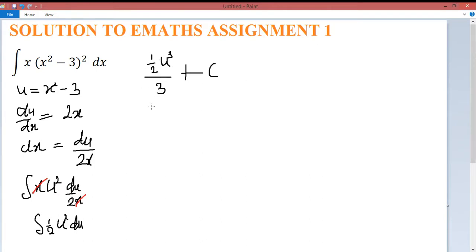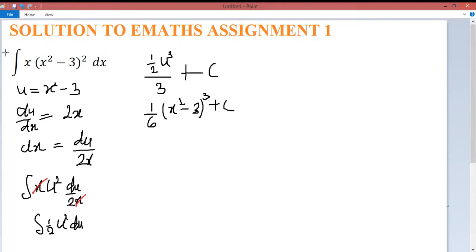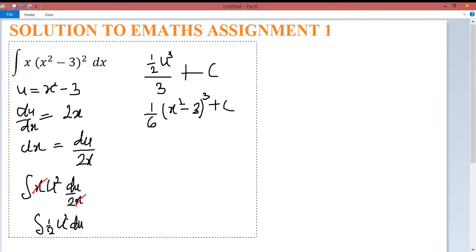Simplifying this further, I'm going to get 1 over 6. Then I introduce the value of u, x squared minus 3, to the power 3, plus the arbitrary constant of integration. So this is the expected answer for question 1. You can pause the video and have a better look at it. We're going to question number 2.